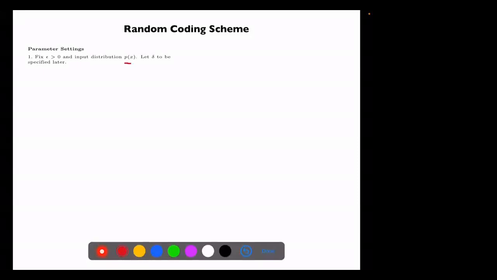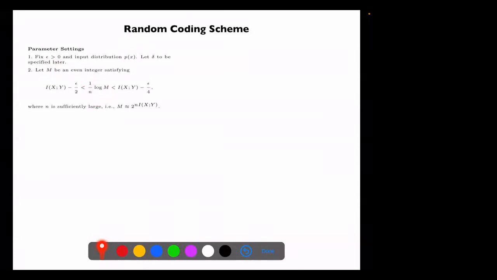So we let epsilon be a small quantity, which is fixed, and we fix an input distribution. Remember that we want to find the input distribution that maximizes the mutual information between the input and output. But let's say we just pick any arbitrary input distribution and fix it for the time being. And we let delta be a small quantity to be specified later. And we let m be the size of the message set. We let m be an even integer, satisfying this inequality.